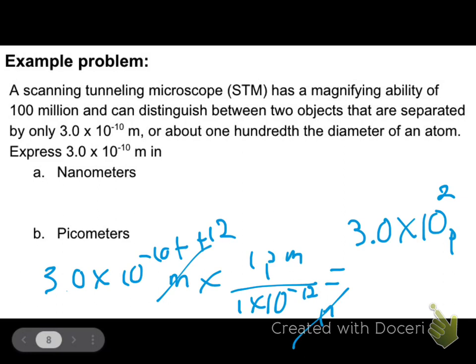Questions about this? It gets a little bit more confusing when you are converting between 2 units that are not base units. So if you get stuck on a problem like that, we can work one out.